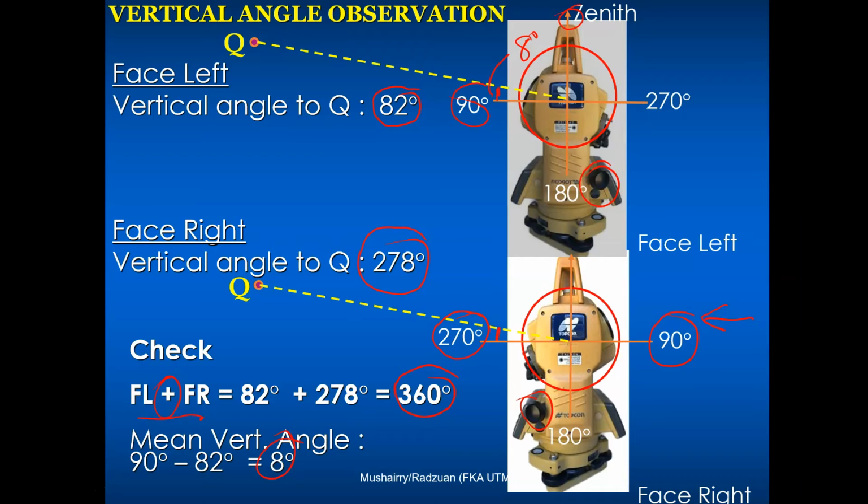Just remember: horizontal angle, face left, face right, to check, the difference should be close to 180. Vertical angle, face left, face right, to check, the sum should be close to 360 degrees. So that's angle observations, how to understand how the total station works, in a way.